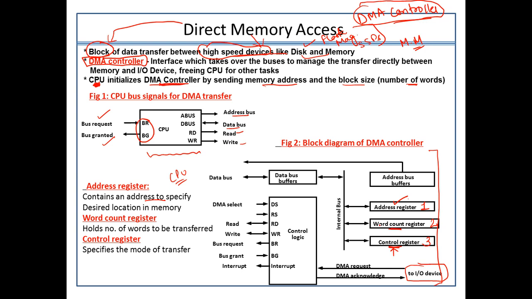Accordingly, the data provided in these registers will be taken to the data bus buffer, and in that way the data will start its execution. This DS is the DMA select. If DS equals 0, it means the DMA will not be selected. If it is 1, only then the entire operation will start. This is the register select, which register is to be selected and how it is to be selected, that information will be provided here.